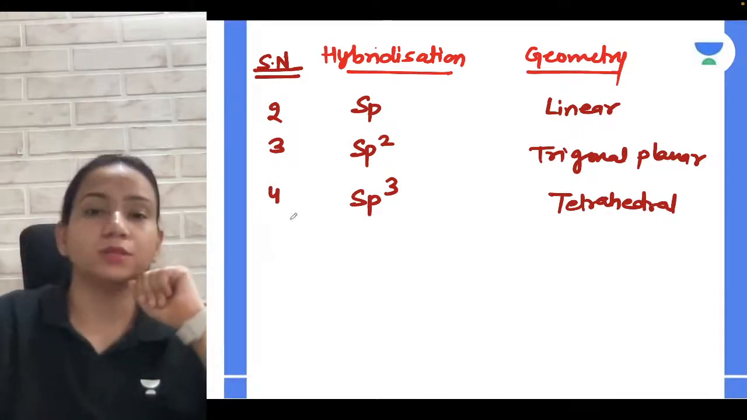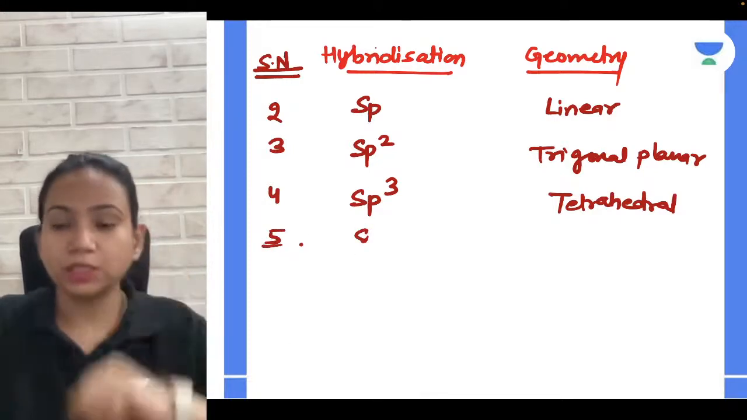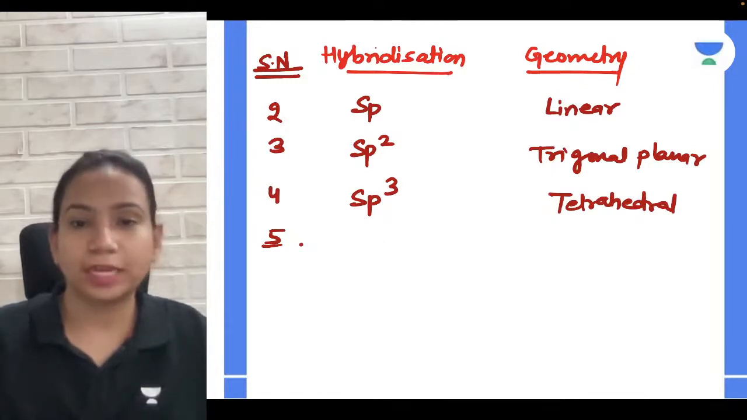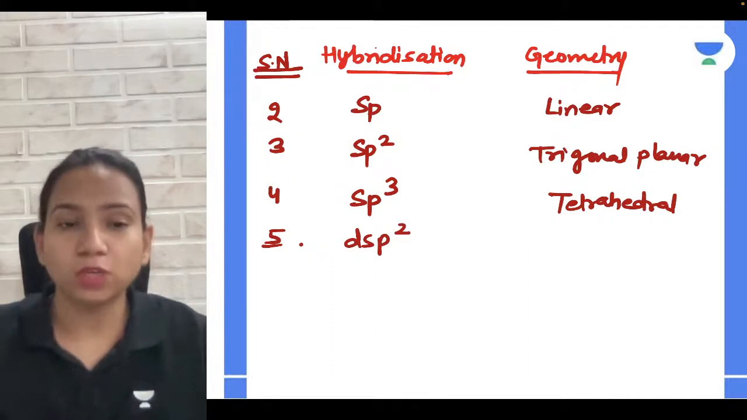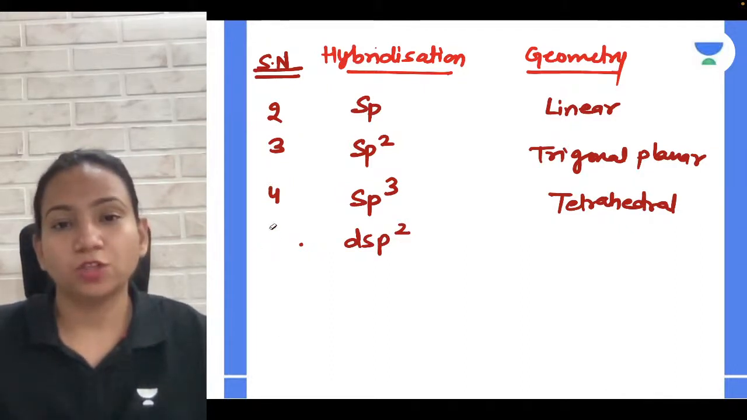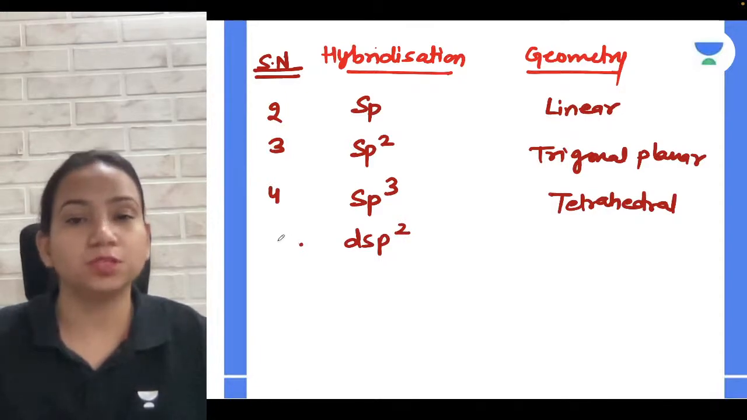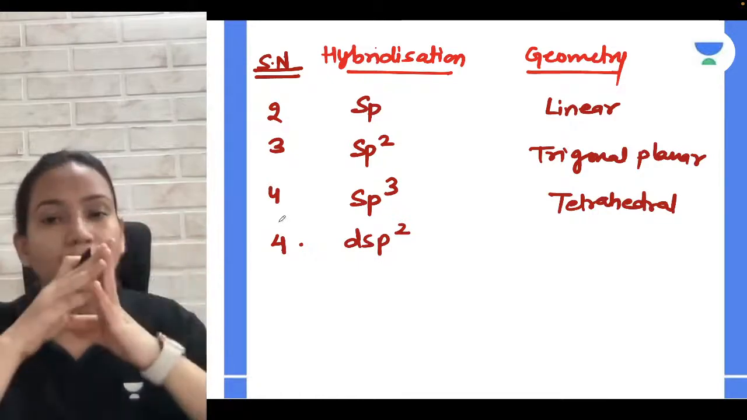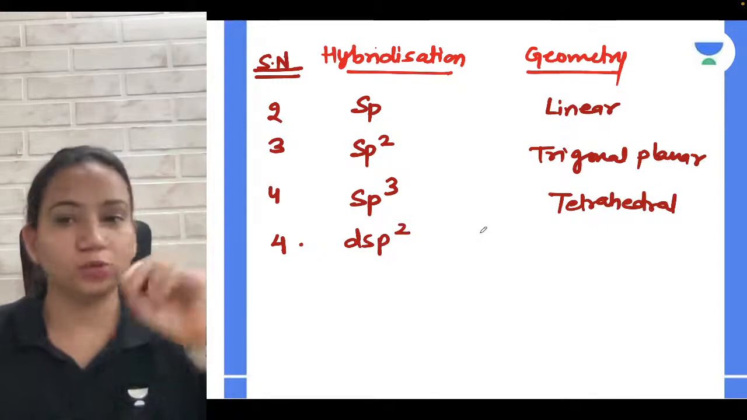Even you can have what? dsp2 hybridization as well, for the steric number 4 only, not 5. Remember, it's for 4 only. Many students make a mistake in this. They think that steric number 4 has only one hybridization. For 4, we have 2 hybridizations possible, sp3 and dsp2. We'll learn how you will get to know whether it's going to be sp3 or dsp2.